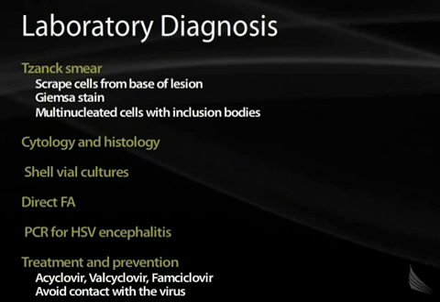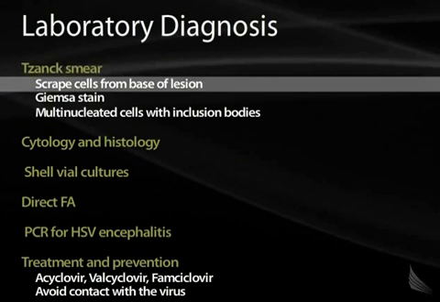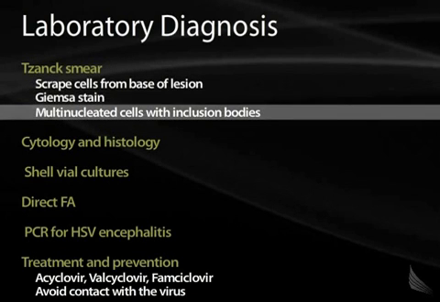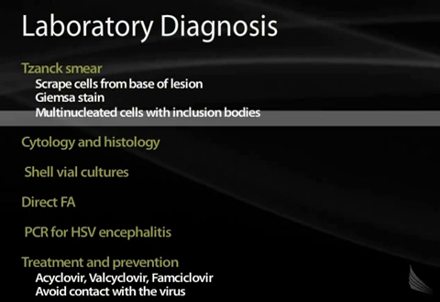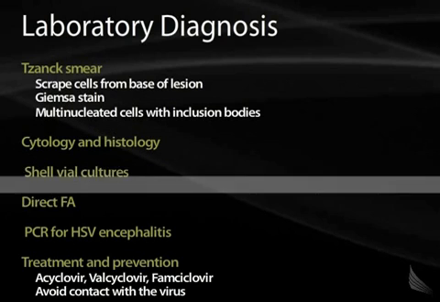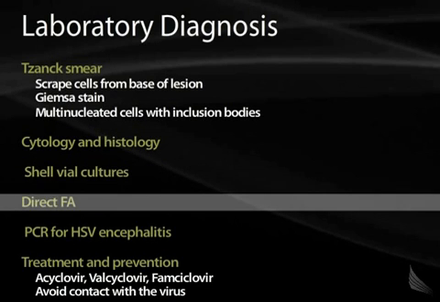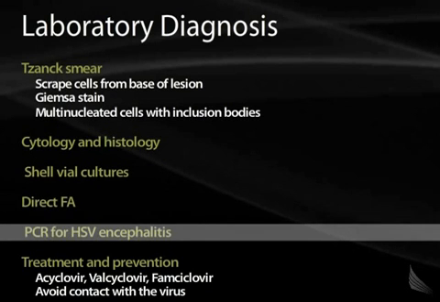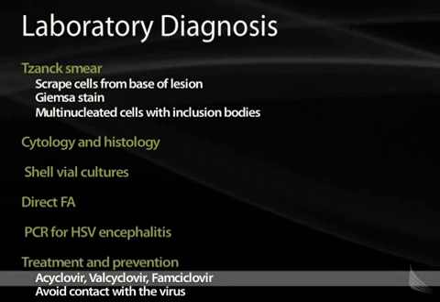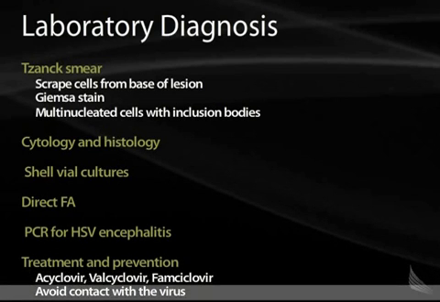Lab diagnosis of herpes includes a Tzanck smear, which is a scrape of cells from the base of the lesion. Then you do a Giemsa stain, and you'll see multinucleated cells with inclusion bodies. You can also look at cytology and histology. You can do shell vial cultures. You can do direct fluorescent antibodies. Frequently, we use PCR for things as dangerous as HSV encephalitis. In terms of treatment, herpes viruses do very well with acyclovir, valacyclovir, or famciclovir. Also, you try to avoid contact with the virus.